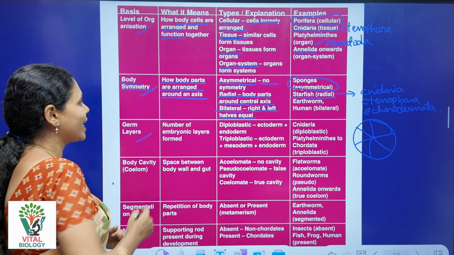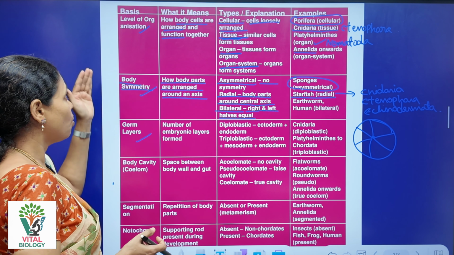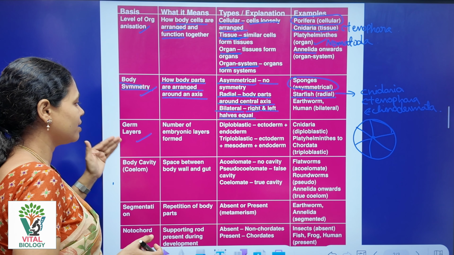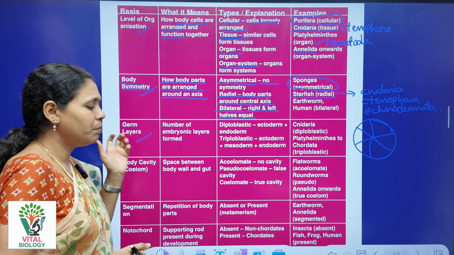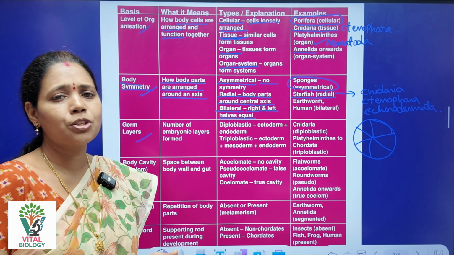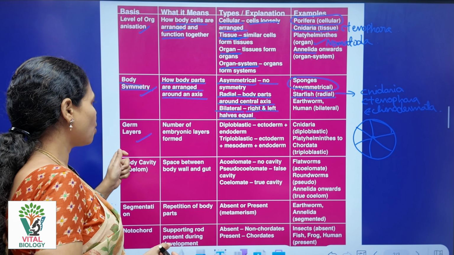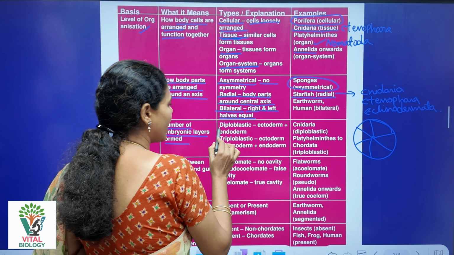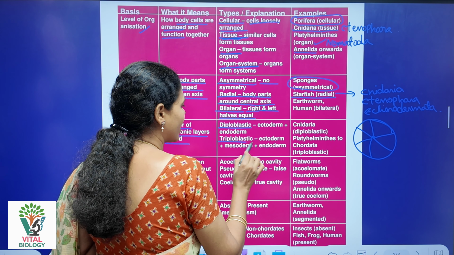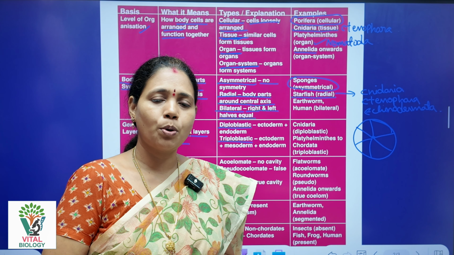Going towards one more characteristic feature, that is the germ layers. One more basis for classification is germ layers. Germ layers are actually the main key feature for formation of the body parts. Mainly based on the number of these germ layers, these organisms are differentiated into 2 categories. One is the diploblastic, another one is the triploblastic animals.